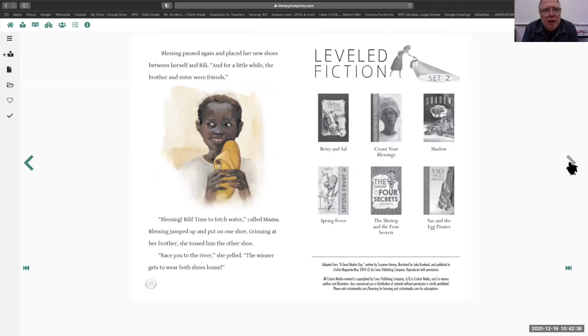Blessing paused again and placed her new shoes between herself and Billy. And for a little while, the brother and sister were friends. "Blessing, Billy, time to fetch water," called Mama. Blessing jumped up, put on one shoe. Grinning at her brother, she tossed him the other shoe. "Race you to the river," she yelled. "The winner gets to wear both shoes home." Okay.